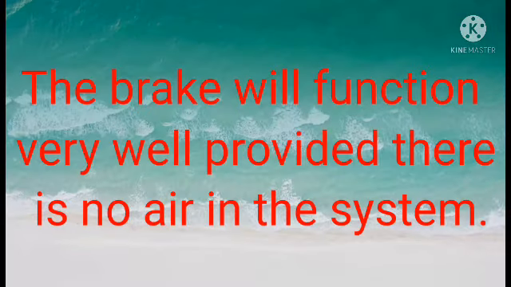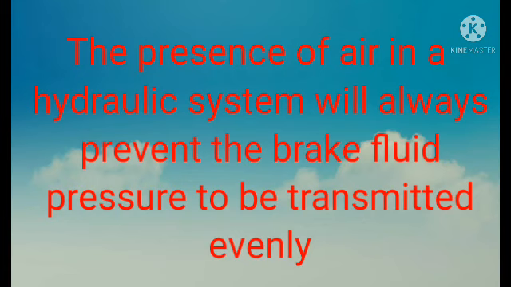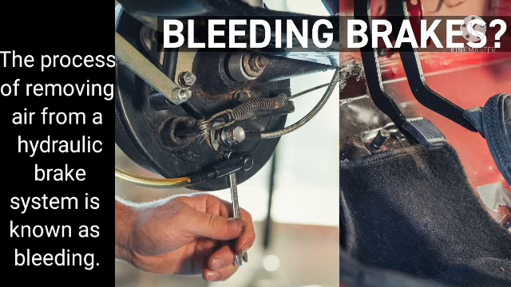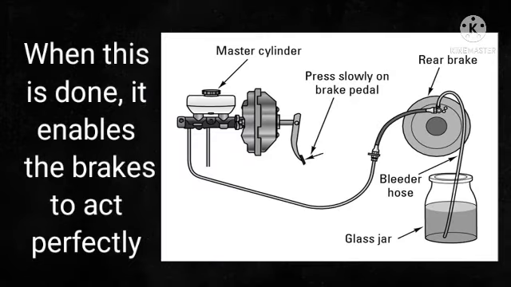It functions properly provided there is no air in the connecting pipes and the flexible hosing. This is because when the air is compressed, it does not transmit the pressure as in the case of brake fluid. Such air must be expelled. The process of removing air from the braking system, from the hydraulic braking system, is called bleeding. In the case of the primary hydraulic braking system, the bleeding is usually done to remove the air and allow the brake to act perfectly.